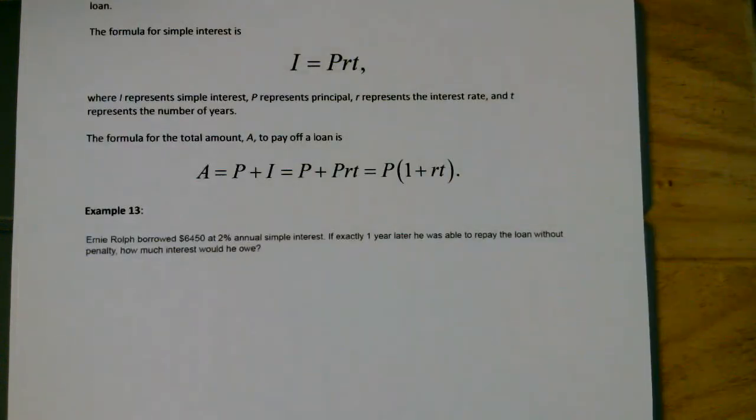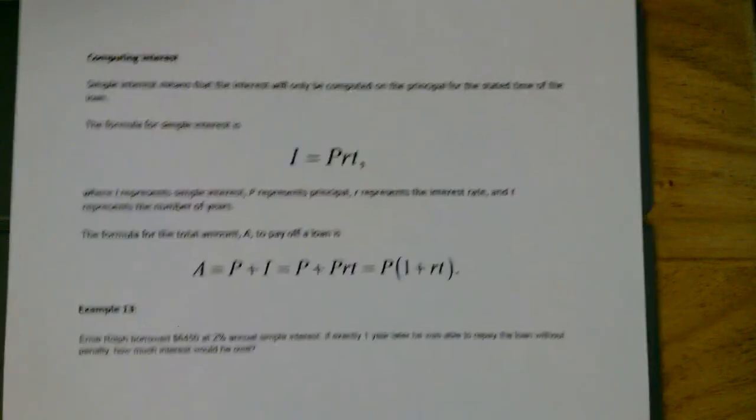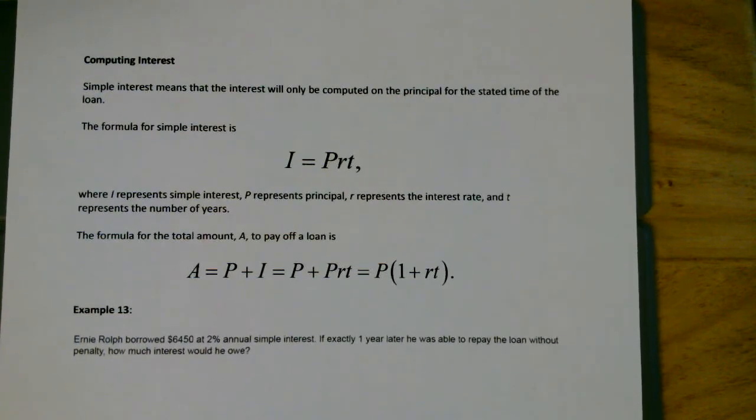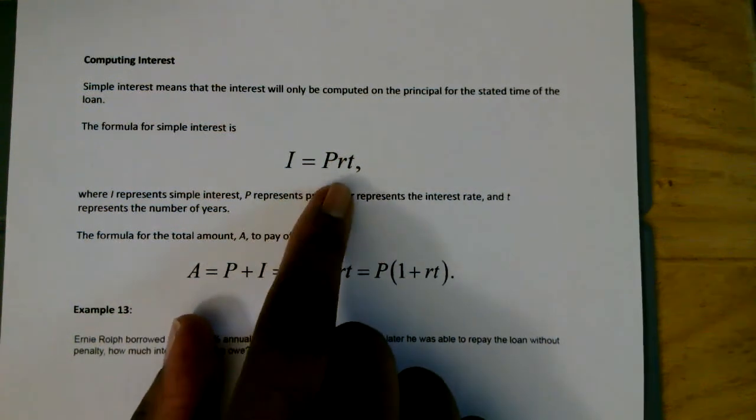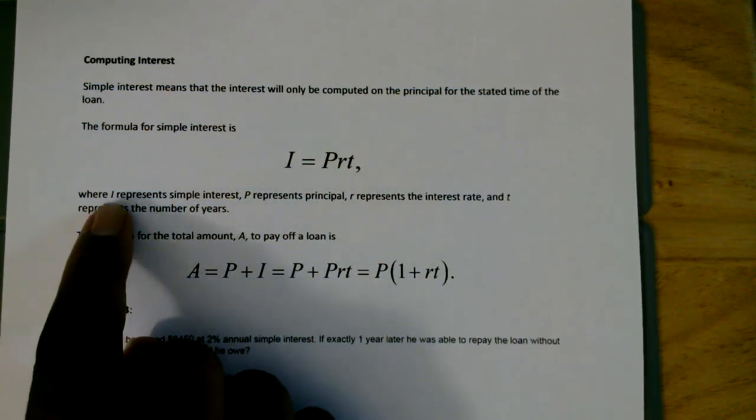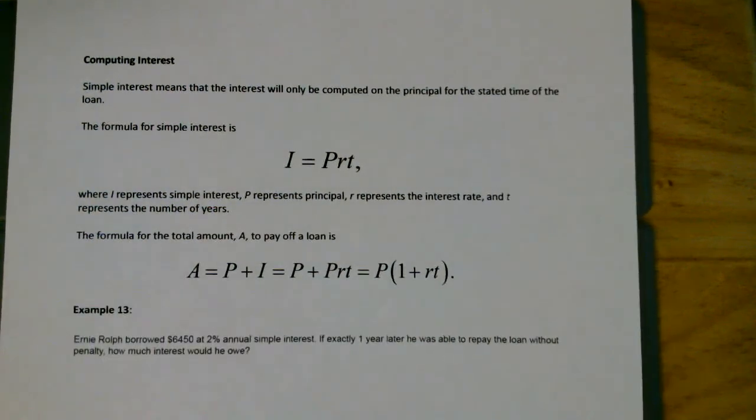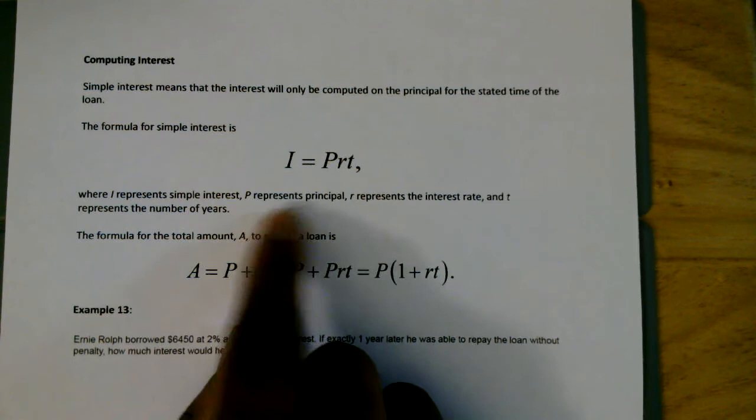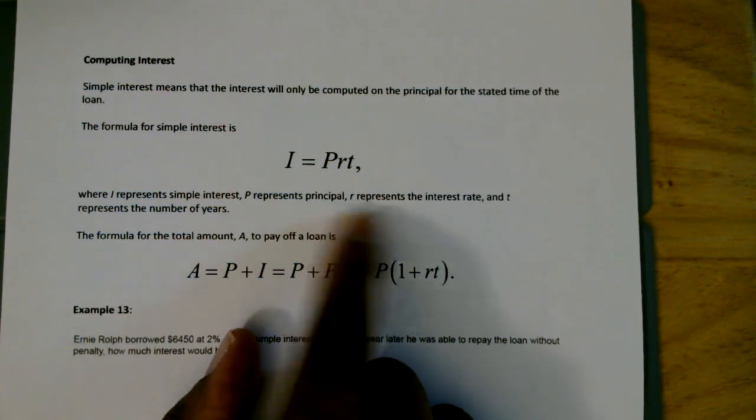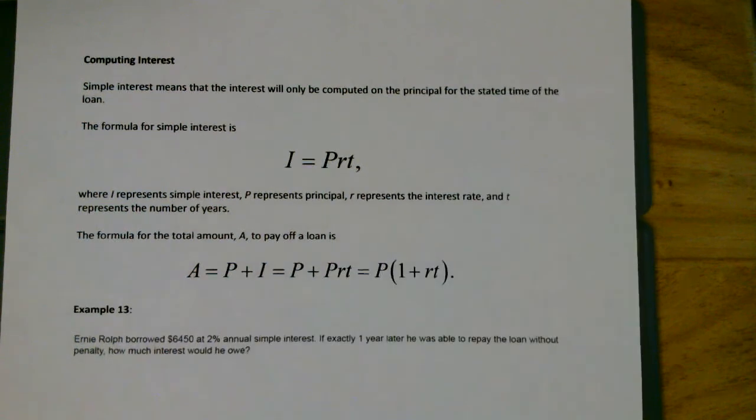All right, on the last page is computing interest. Simple interest means that the interest will only be computed on the principal for the stated time of the loan. And the formula for simple interest is: I is equal to P times R times T. And this is where I, capital letter I, represents simple interest. Capital letter P represents the principal. Lowercase r represents the interest rate. And T represents the number of years, which is the time.